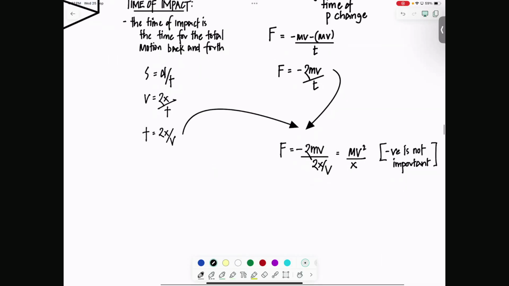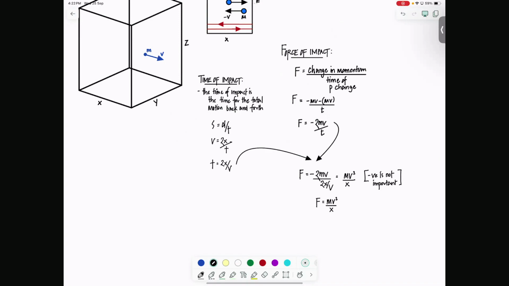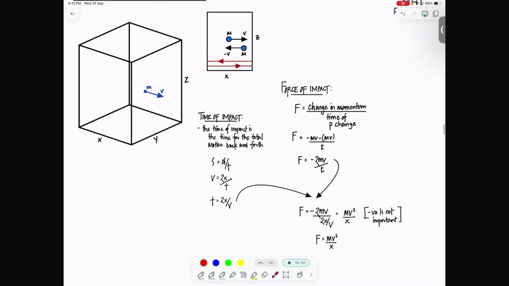So what's the formula for force exerted by a particle on the wall of the container? mv squared divided by x. আমরা কিন্তু by the way, যারা জানো না, first-এ বলছিলাম what are we trying to achieve here? A formula for pressure. So force বের করলাম. The time of impact is the time when the ball hits the wall.